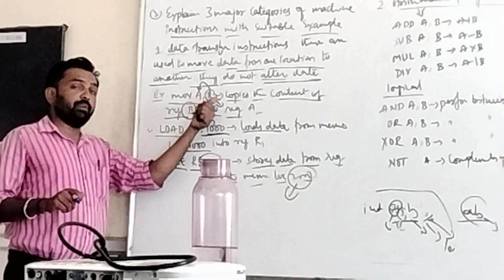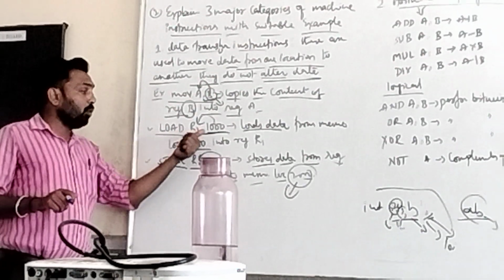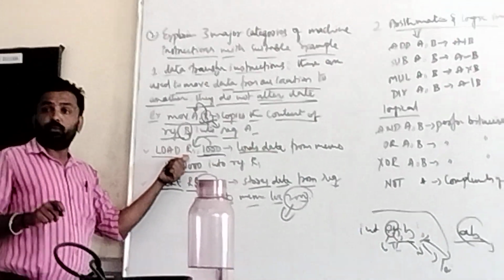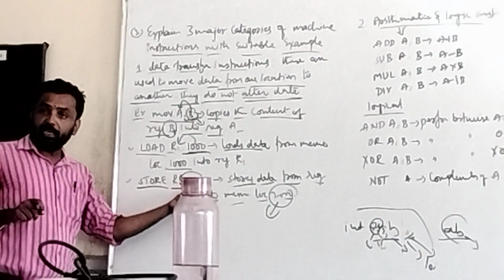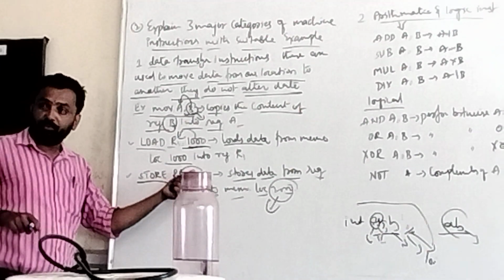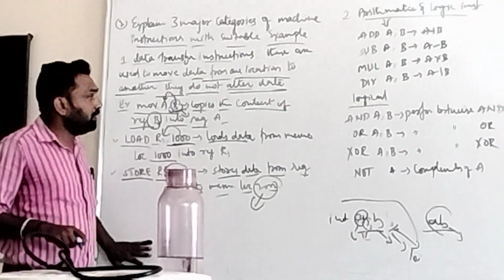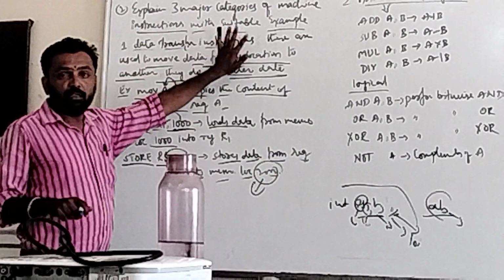We are moving the data from one register to another, and we are loading the data which is present at the memory location of 1000 to the register R1. Here we are storing the data from register R1 to the location of 2000, right? This is about the data transfer instructions.